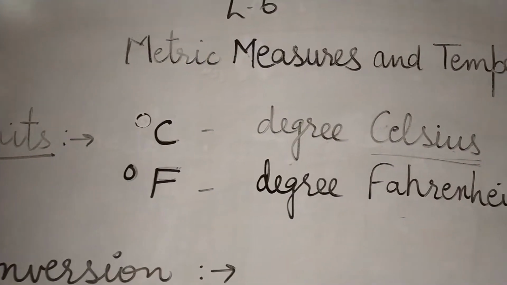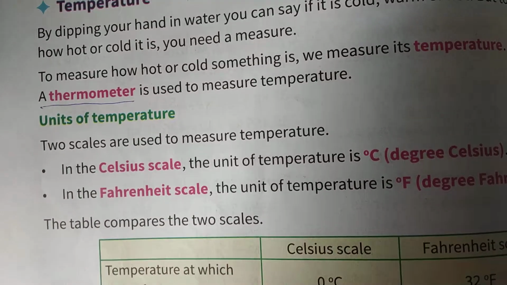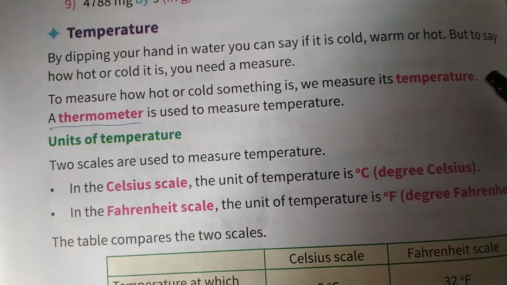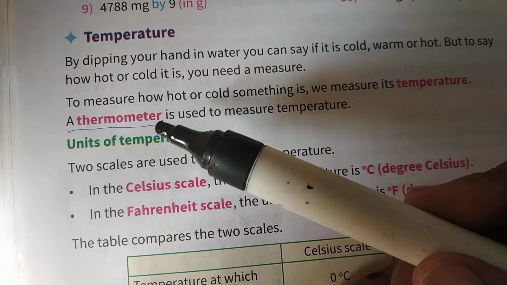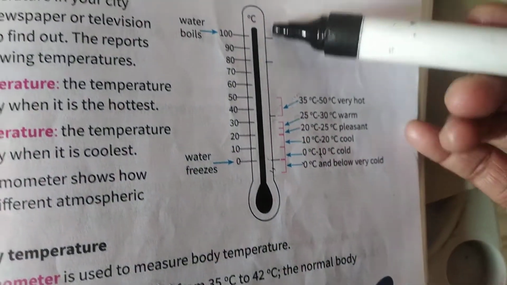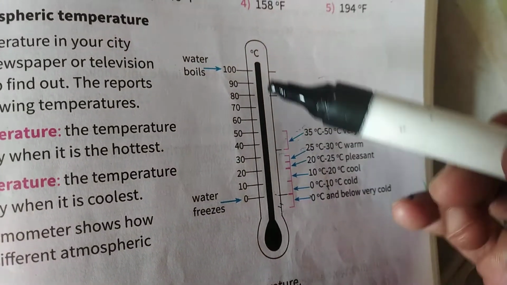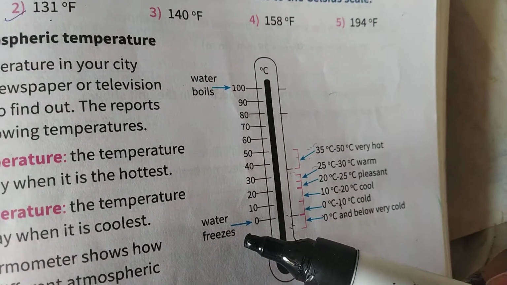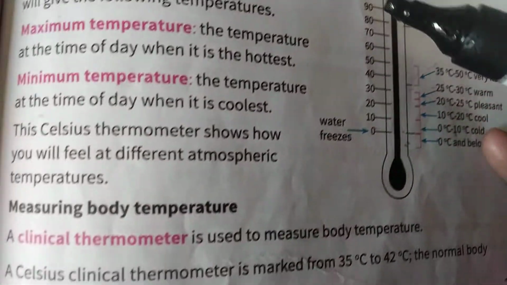Now the question is why we measure the temperature. So let's see. Children, generally we measure how hot or cold something is. That's why we measure temperature. And the instrument by which we measure temperature is called a thermometer. This is the thermometer. Here this is the point 0 degree Celsius. 0 degree is the point where water freezes and at 100 degrees centigrade water boils.